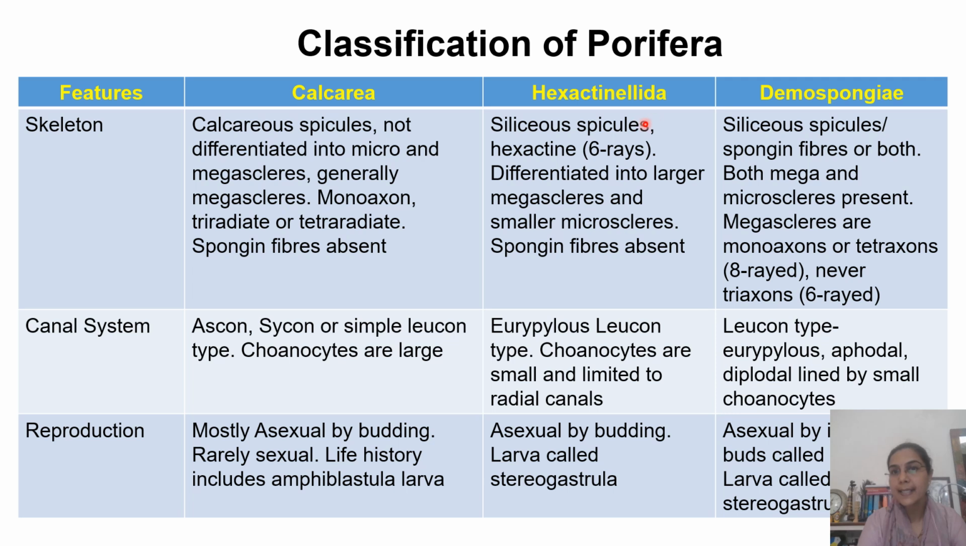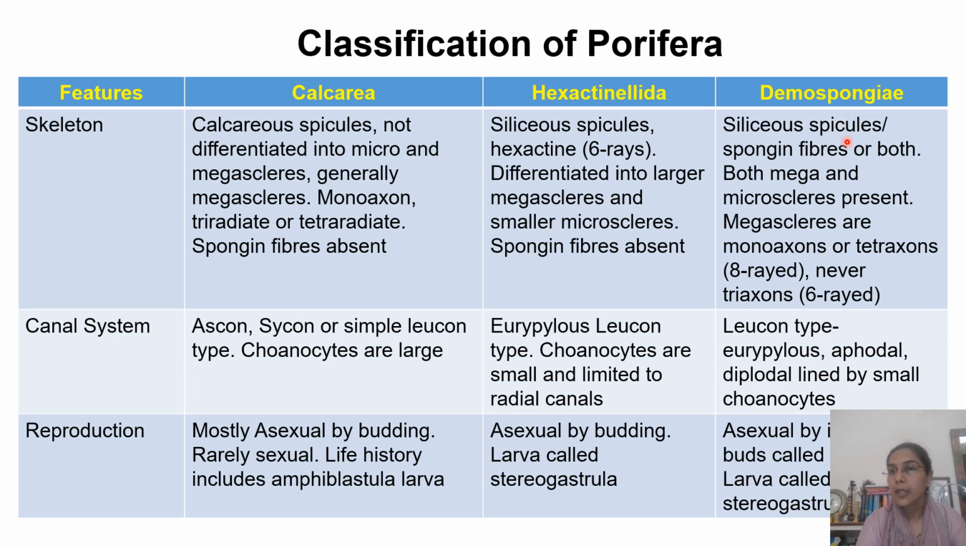If we talk about hexactinellida, the spicules are siliceous here. They are made up of silica. Very important feature why this class gets its name hexactinellida is the spicules are triaxonic and they are hexactine, 6 rayed spicules इनकी arrangement होती है, and the spicules are again differentiated into larger megascleras and smaller microscleras. Spongin fibers again are absent here.